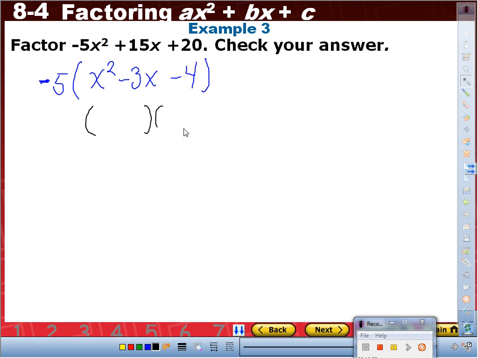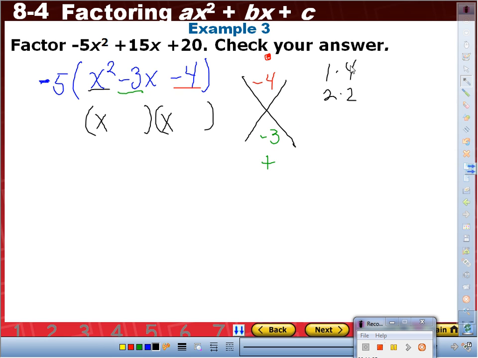Open parentheses. Okay, from there, factor the first term. X times x. Step 4, Power Rangers. There it is. Middle term is negative 3. That's my sum. Negative 4 is my product. There it is. So think about it. What are the factors of 4? 1 times 4 and 2 times 2. So which of those, if we add or subtract, gives us 3? 1 and 4.